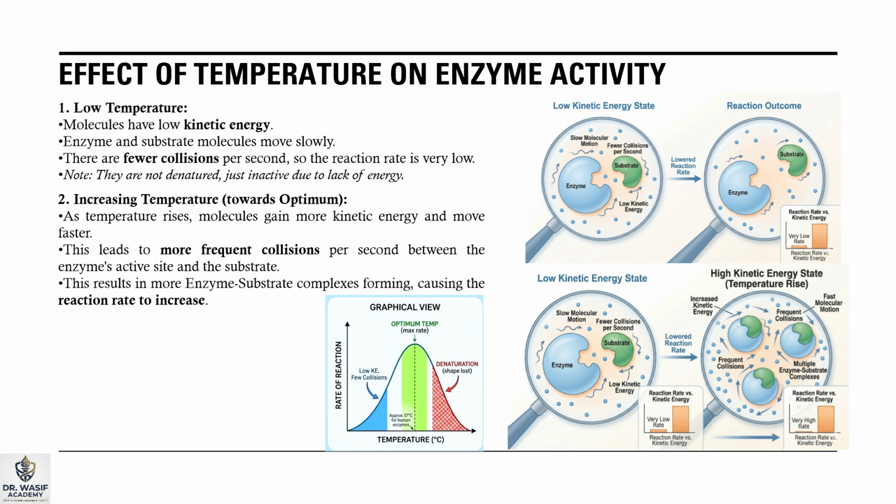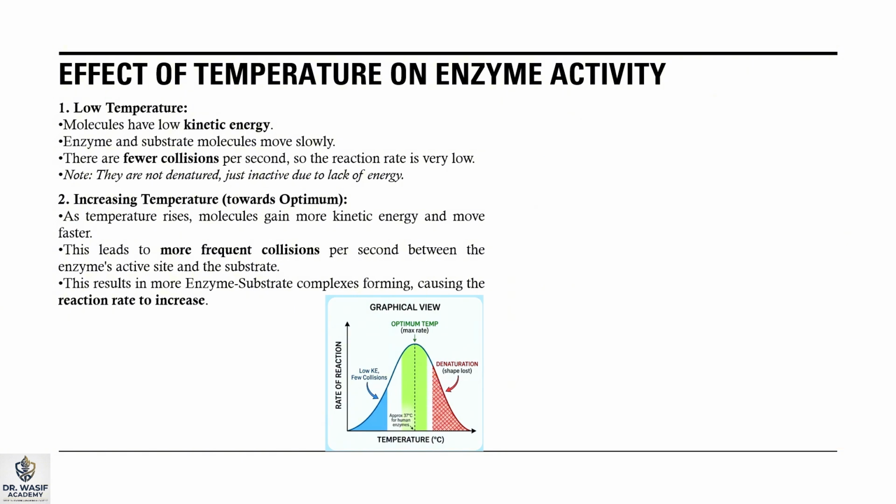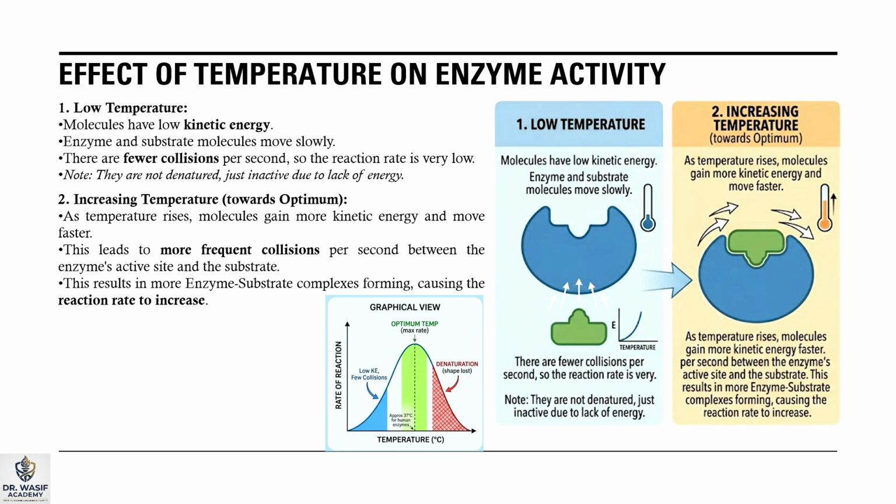Secondly, now let's talk about increasing temperature, meaning the temperature is increasing from low towards higher. As the temperature rises, those molecules gain more kinetic energy and start zipping around much faster. But what happens next if we increase the temperature? You get more frequent collisions between the enzyme's active site and the substrate. If there are more collisions, it means more enzyme substrate complexes are forming every second, which results in the reaction rate climbing steadily.